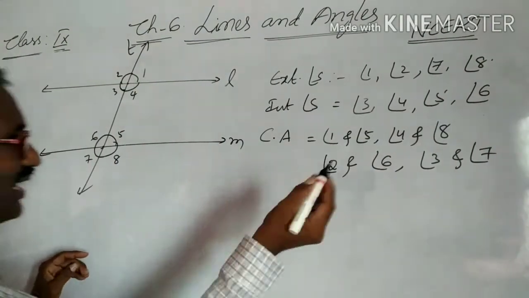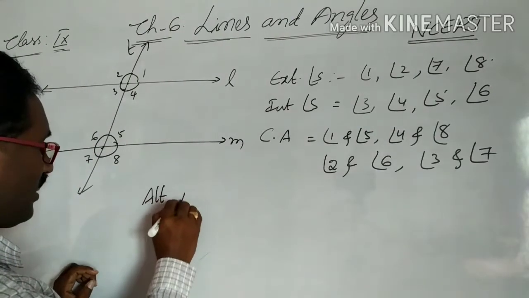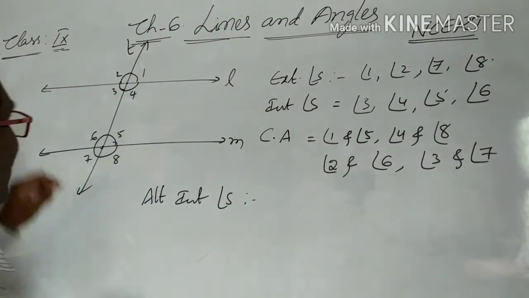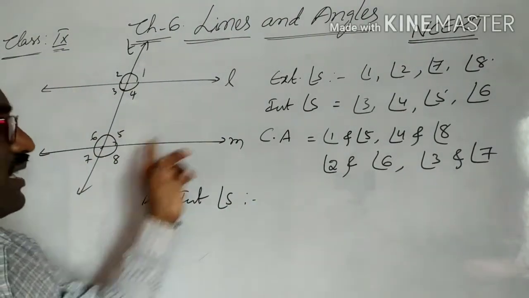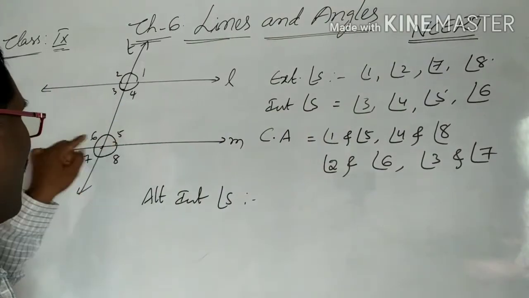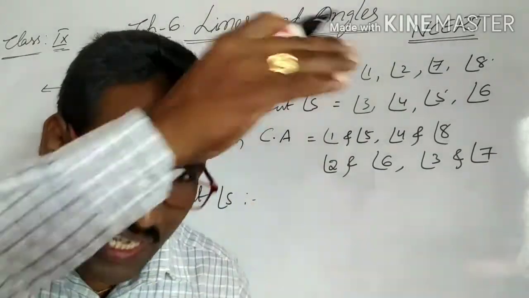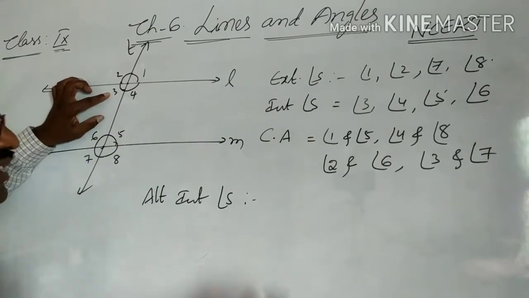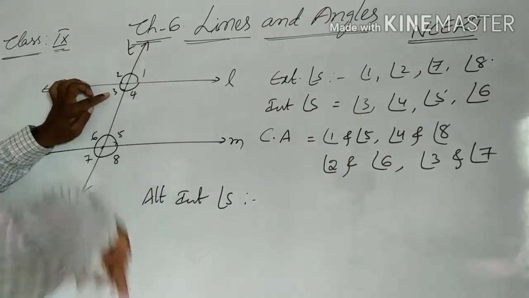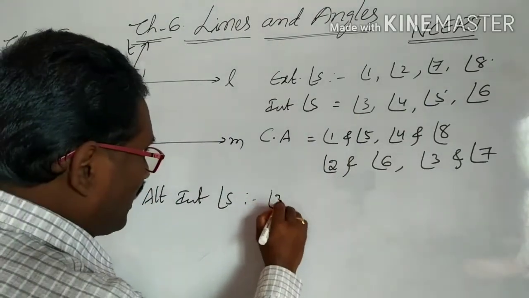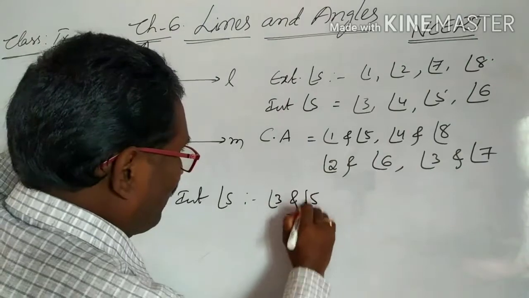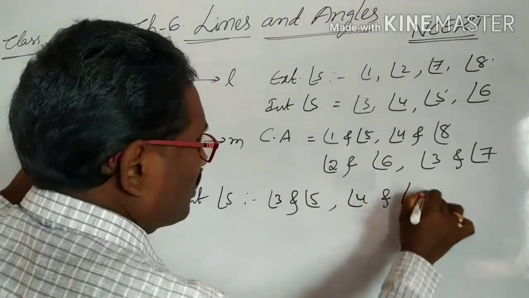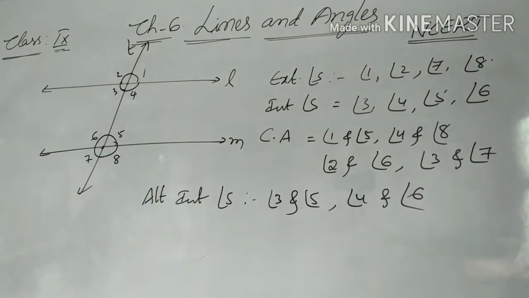Next, alternate interior angles. What are the alternate interior angles? Interior angles are 3, 4, 5, 6. Alternate means cross. They should be interior angles but alternate. These are corresponding, same side. This is alternate interior. The alternate angles are angle 3 and angle 5, and next, angle 4 and angle 6. These are the alternate interior angles.